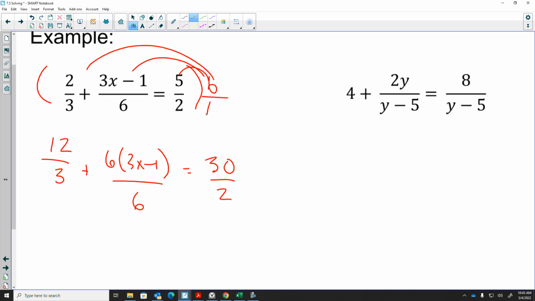All right? You're multiplying it by 6. That's not 6 over 6. That's 6 over 1. And you're multiplying fractions here, right? You okay with that? Okay.